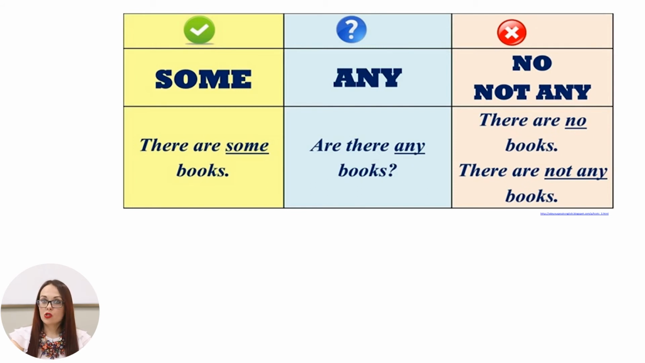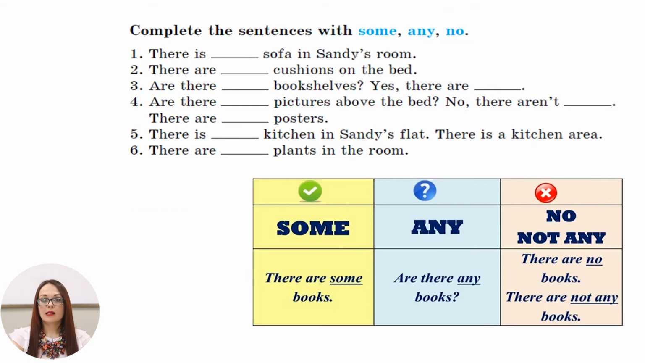Remember, we do not use double negation in English. It is not correct to say there aren't no books on the table. The correct way to say is there are no books on the table or there aren't any books on the table. Now, let us use the rules of using some, any, and no and complete the sentences with the information from the dialogue.